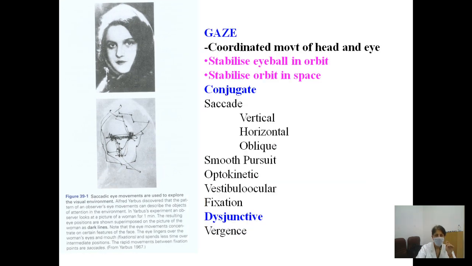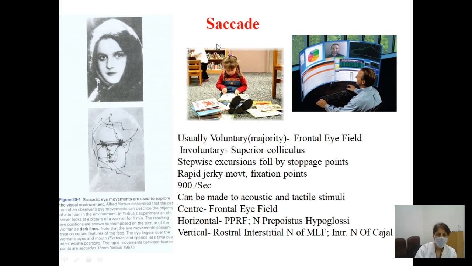Now we'll do what saccades are. Saccades can be of three types. This would be a vertical saccade, this would be a horizontal saccade, and this would be an oblique saccade. An oblique saccade involves both vertical and horizontal saccades. All these movements, be it saccade, smooth pursuit, optokinetic, vestibular ocular, or fixation, are conjugate eye movements.